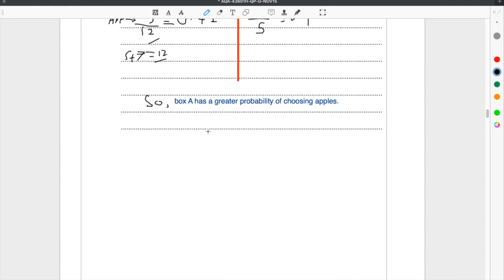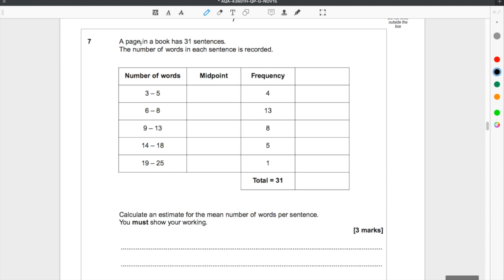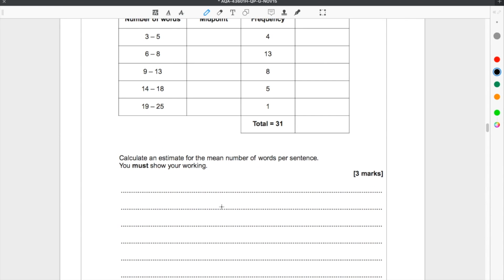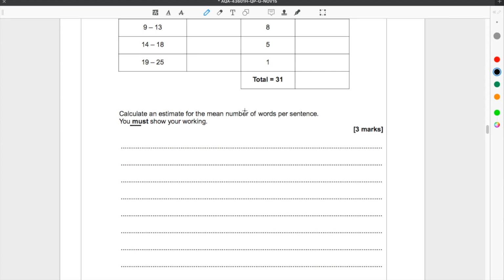Right, let's move on to question 7. The page in a book has 31 sentences. The number of words in each sentence is recorded. Okay, so the table is given to us and we're told to calculate an estimate for the mean number of words per sentence. You must show your working.